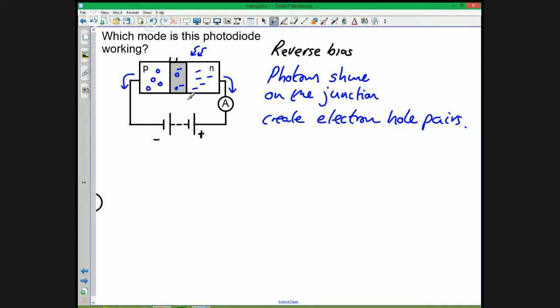Now what have I done here? Instead of having this no man's land with no charge carriers, I now have a lot of charge carriers, which means the electricity can flow in the normal way through the circuit. As long as light shines on it, you will get a current. Take away the light, you take away the electron-hole pairs. They're not made anymore, and therefore you'll not get the current moving through, because we have the depletion layer. So when we have a diode like this, we say it's working in photoconductive mode.